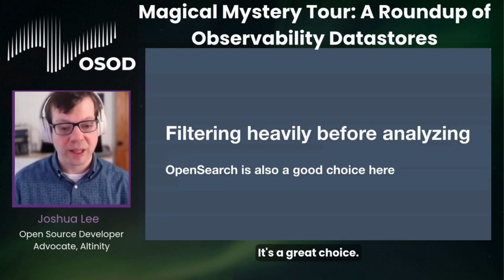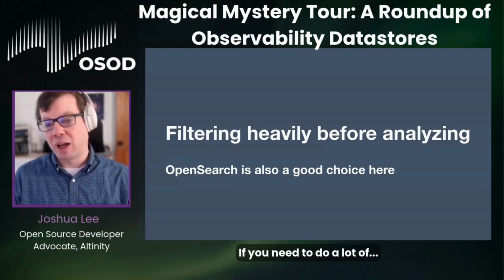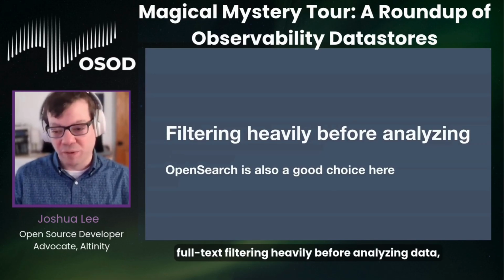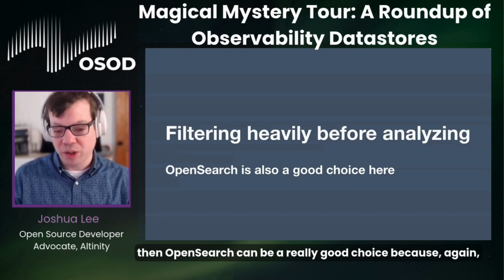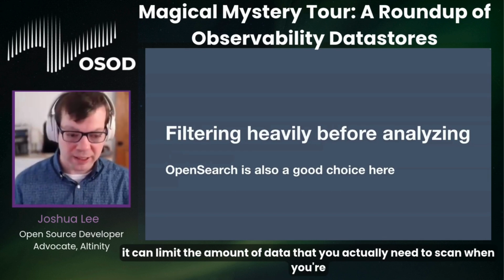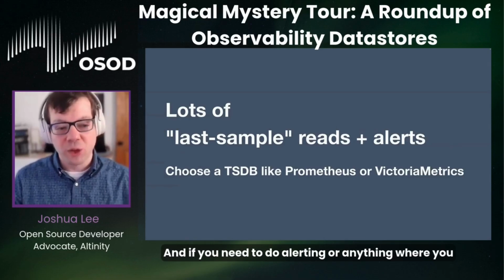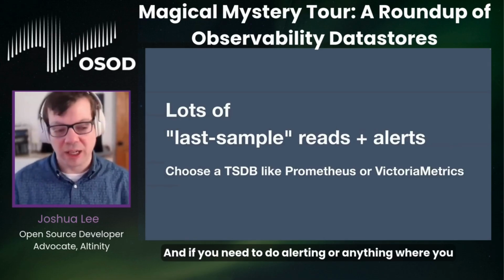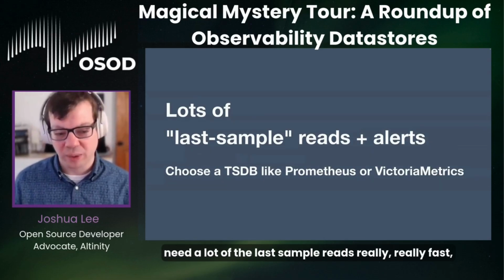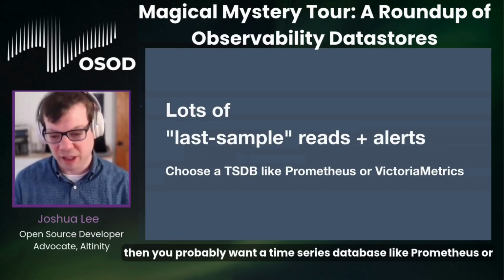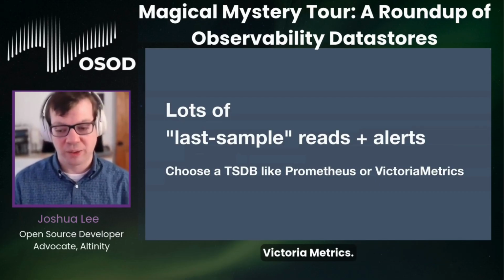It's a great choice. If you need to do a lot of full text filtering heavily before analyzing data, then OpenSearch can be a really good choice because, again, it can limit the amount of data that you actually need to scan when you're doing that analysis. And if you need to do alerting or anything where you need a lot of the last sample reads really fast, then you probably want a time series database like Prometheus or VictoriaMetrics.